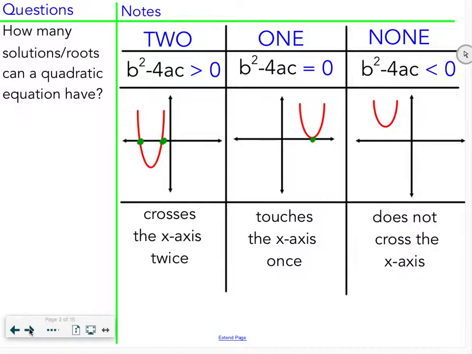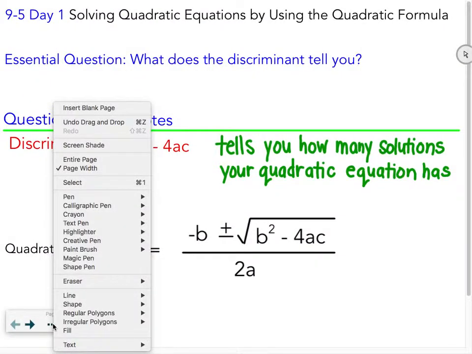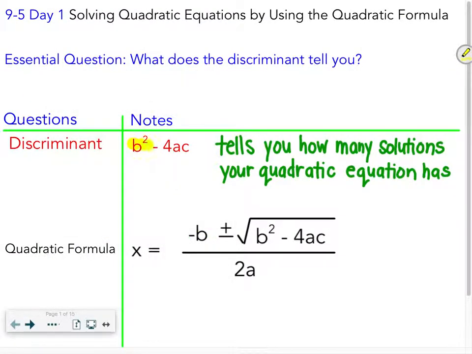All right, we've got a big chart you're going to need to copy down in your notes for this first slide. So if you are watching the video, you're going to want to pause this after I'm done talking about it. But this chart says how many solutions or roots can a quadratic equation have. So if you look back here, we wrote down the equation b squared minus 4ac. That is also found in your quadratic formula right here.